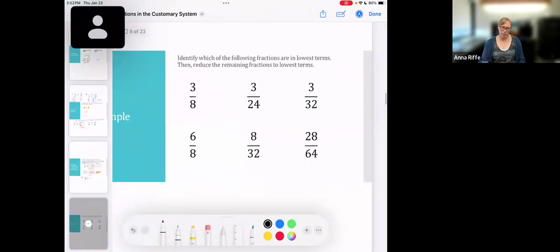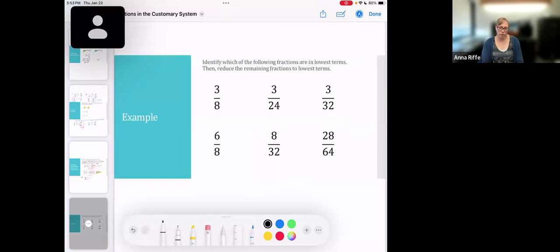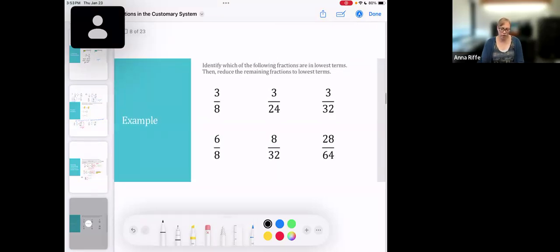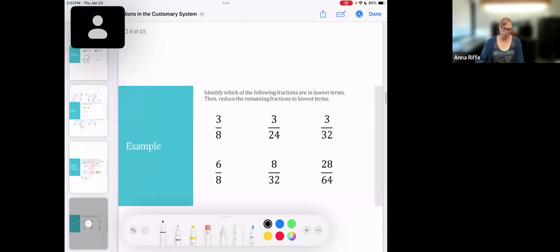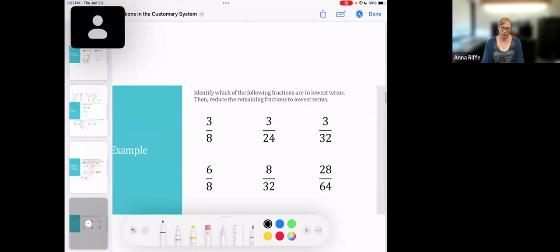Let's think about this. Let's identify which of the following fractions are in lowest terms, or which of the following fractions have a common factor that I can divide the numerator and the denominator by. If a fraction is not in lowest terms, we want to reduce it. So that is our goal here.